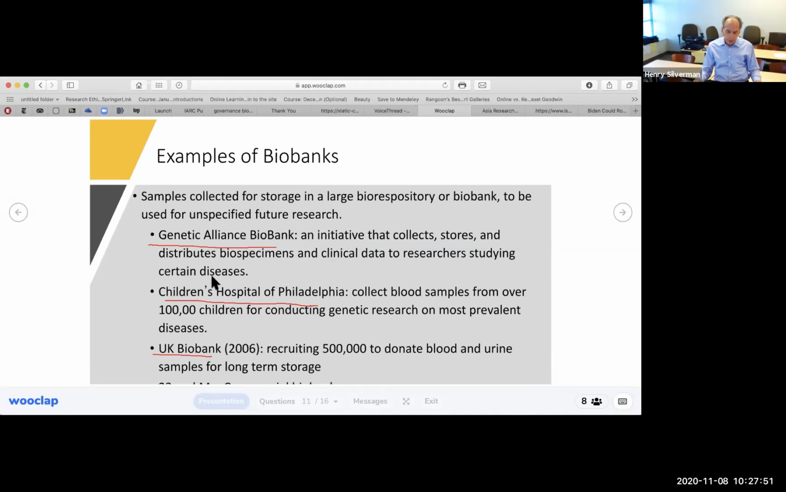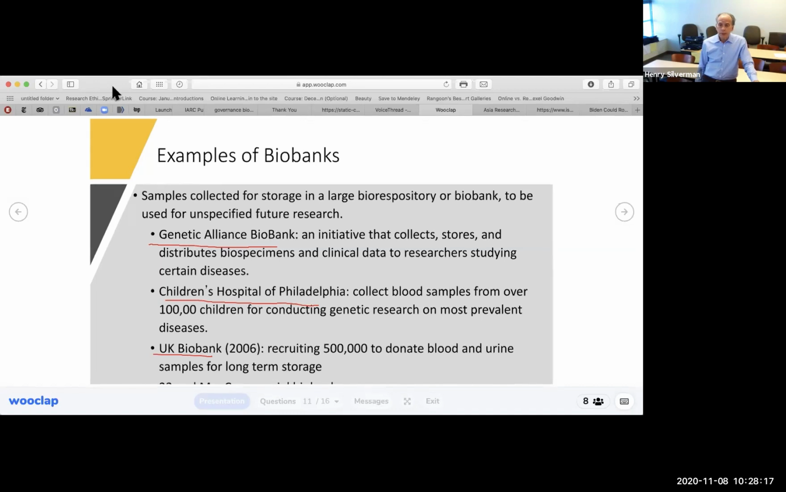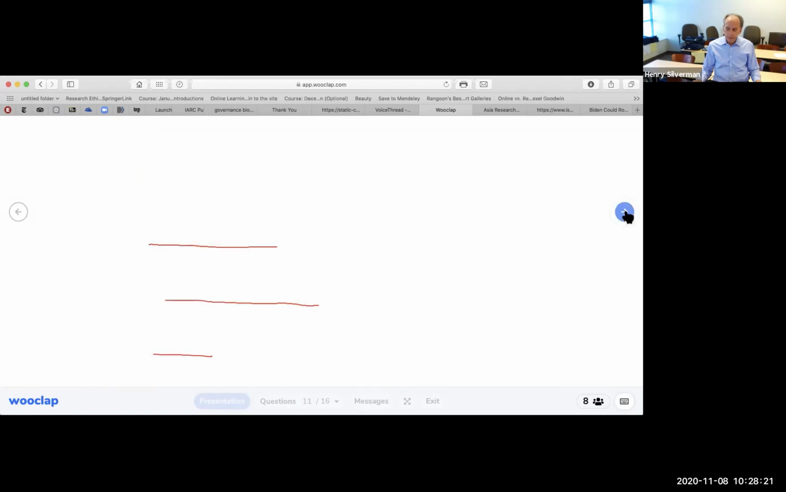There's an entity called 23andMe, a company that collects your saliva and tells you some information about your genetic makeup and also ancestry. But they collect the specimens, and they also do important research with the information.